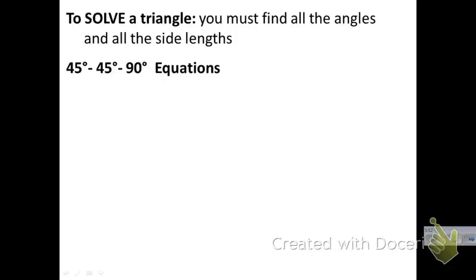Okay, to solve the right triangle, you must find all of the angles and all of the side lengths. In a 45, 45, 90, we already know the angles, so you have to find the 3 sides. So I did give some rules or some equations. In a 45, 45, 90, you know that your legs are equal. So I put L equals L, representing leg equals leg. And then we just talked about that the hypotenuse is always root 2 times bigger than the leg. So I'm going to put leg times root 2.